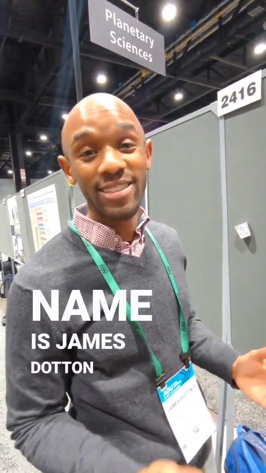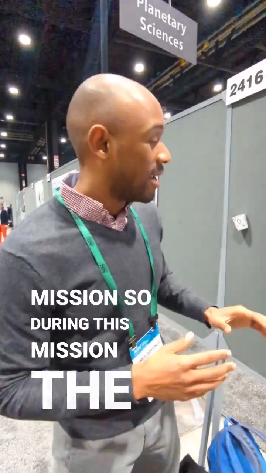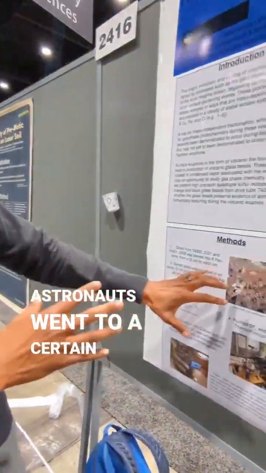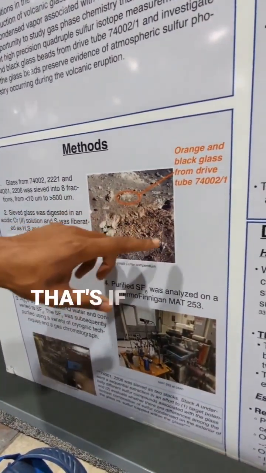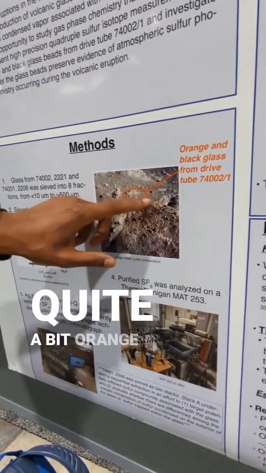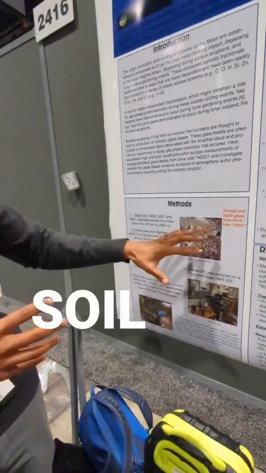My name is James Dottin and I'm a postdoc at the Carnegie Earth and Planets Laboratory. Today I'm presenting a project where we looked at lunar glasses that were collected during the Apollo 17 mission. During this mission, the astronauts went to a certain site and they took a trench of material that, as you can see here, is quite a bit orange. And in this soil, there are orange glass beads.